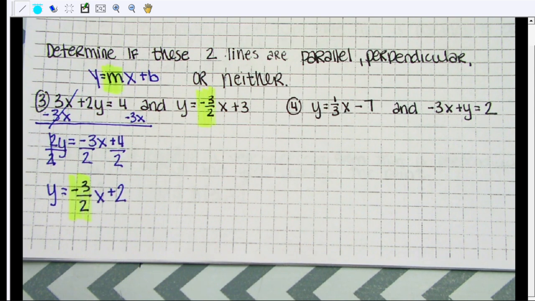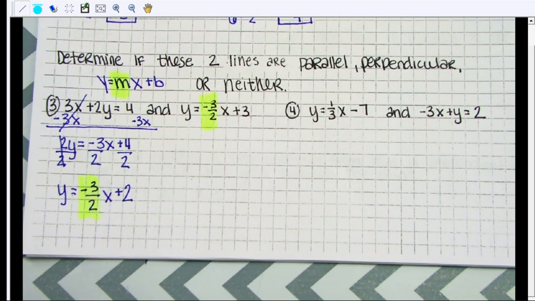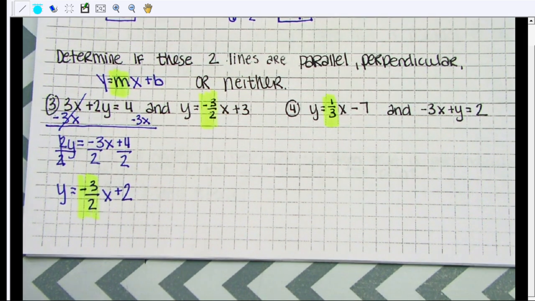All right. I want you to try the next one. Remember, don't overcomplicate it. If y is already by itself, you're good. So try the next one. Determine if it's parallel, perpendicular, or neither.